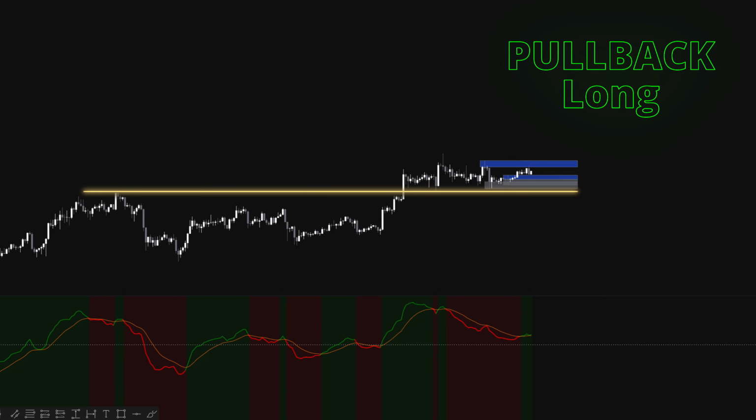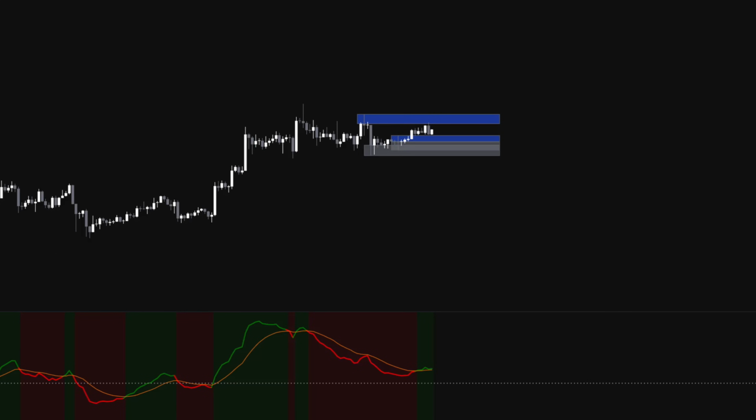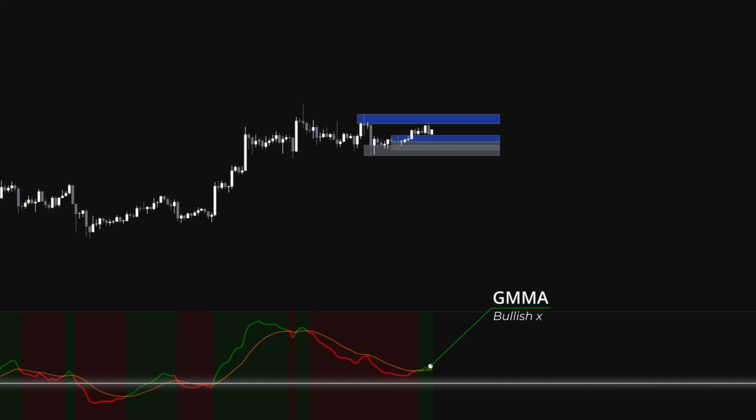Once we've identified that we're in an uptrend and price pulls back, we're watching two things very carefully. First, the GMMA oscillator, that's the green line, needs to cross back above the signal line, which is the orange line. And here's the crucial part. Both of these lines need to stay above the zero level.